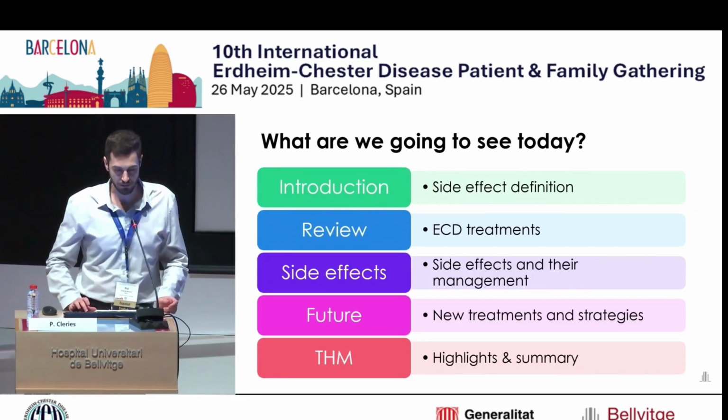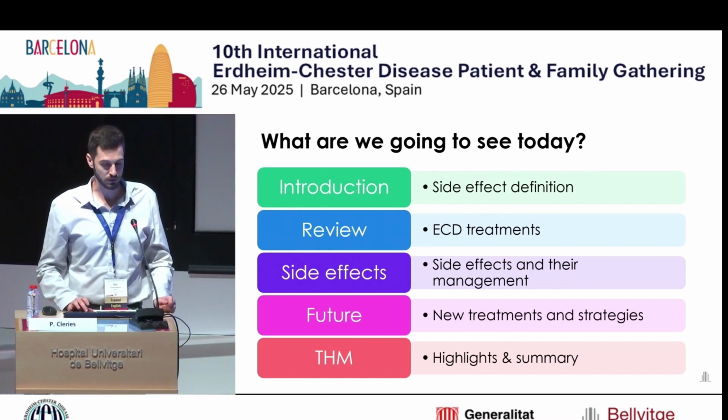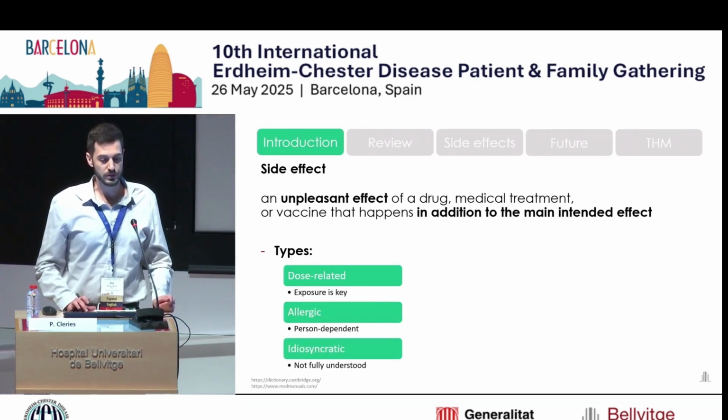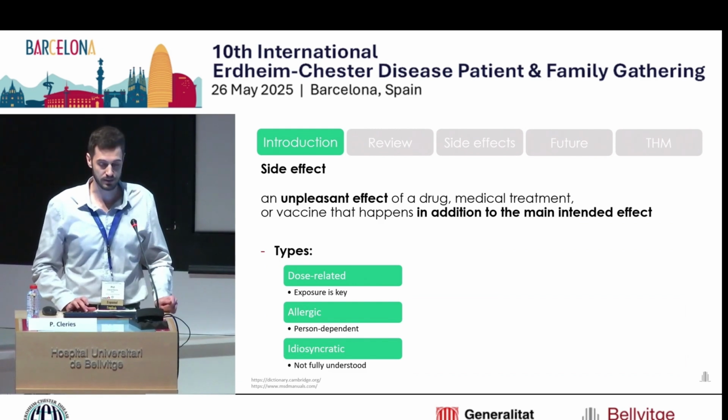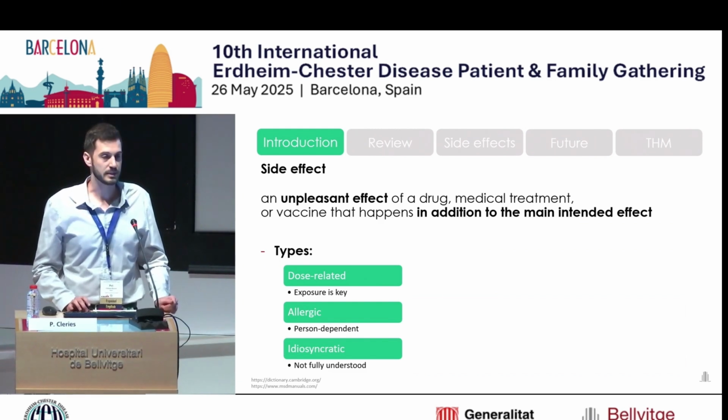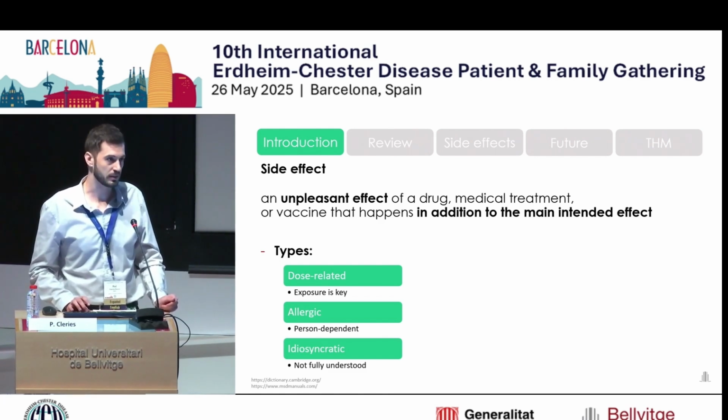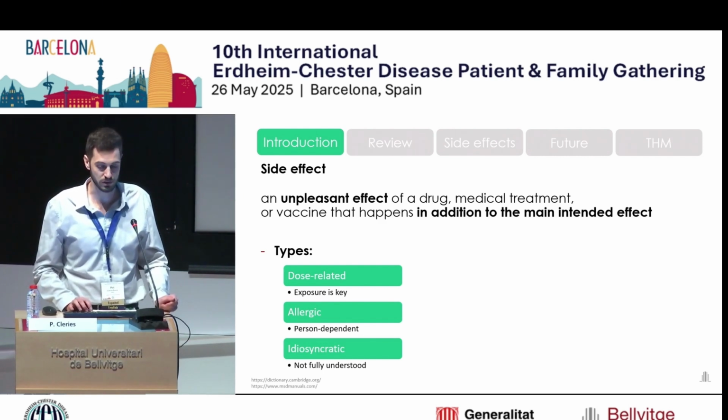So this is what we're going to see today. We're going to do a quick review of the treatments. We're going to talk about the side effects of some of them and how to monitor them and how to manage them as well. And finally, we'll take a sneak peek into the future strategies. So first things first, what is a side effect? Basically, it's an unpleasant effect we get from taking a drug, medical treatment, or vaccine that comes in addition to the main intended effect. So it's something that we don't want, but it could happen when taking a treatment.